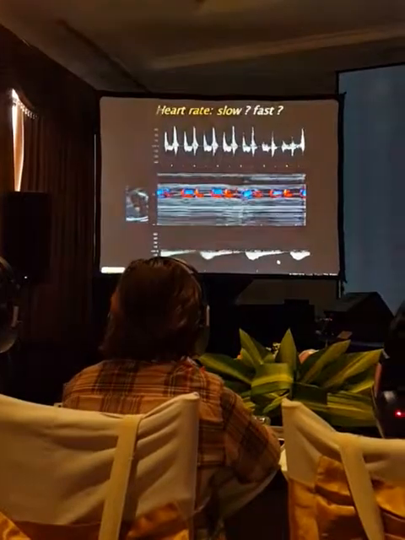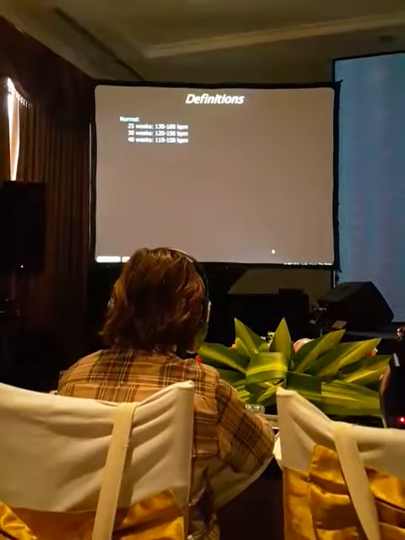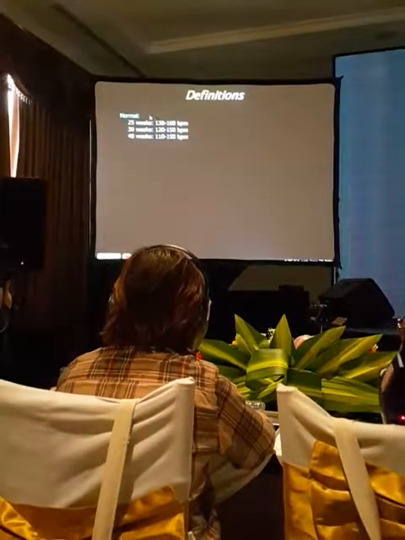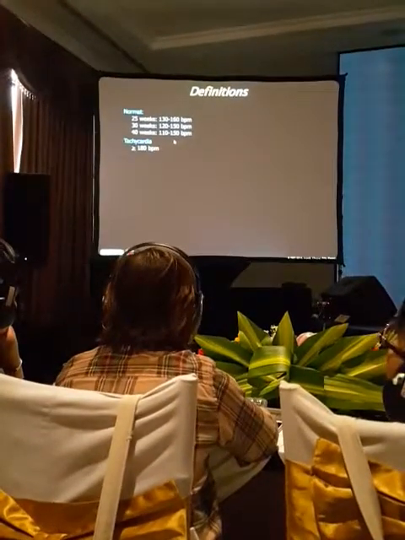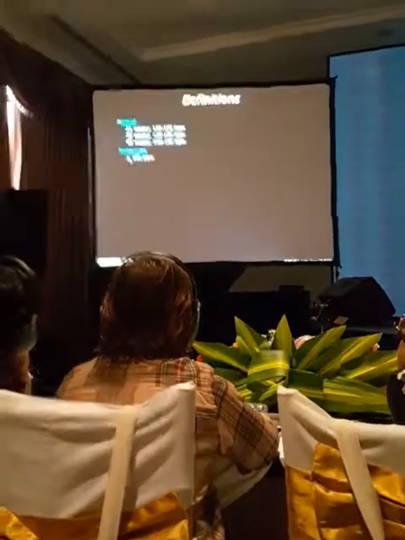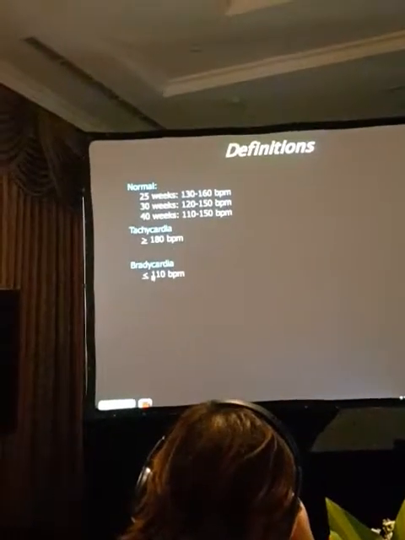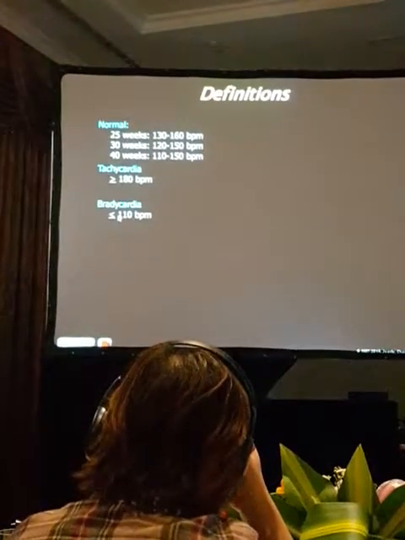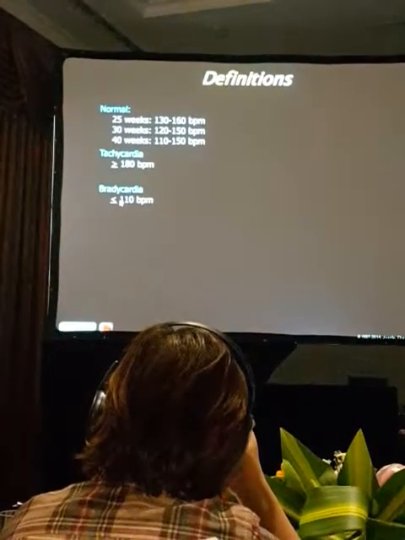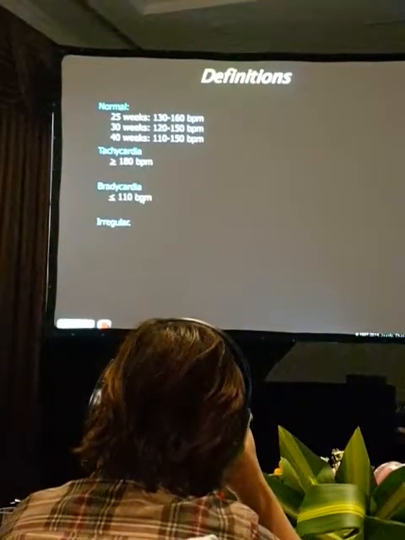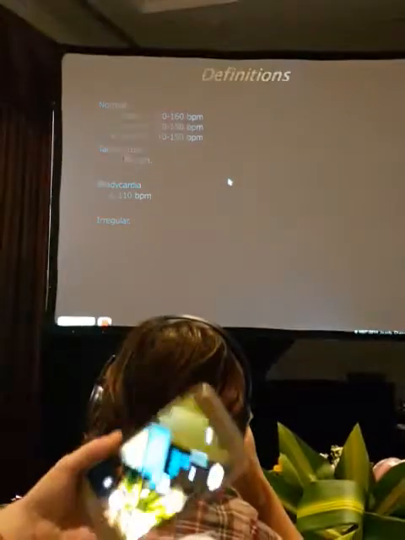Okay, you need to listen to that whole course there. So normal heart rate decreases from 160 beats to 150 beats during the gestation. We talk about tachycardia when it's greater than 180, and we talk about bradycardia when it's less than 110 beats per minute. It used to be less than 100 beats per minute. That was changed about 5-6 years ago to 110 beats per minute. And then you have the irregular heartbeat. So there are several things we have to look at.